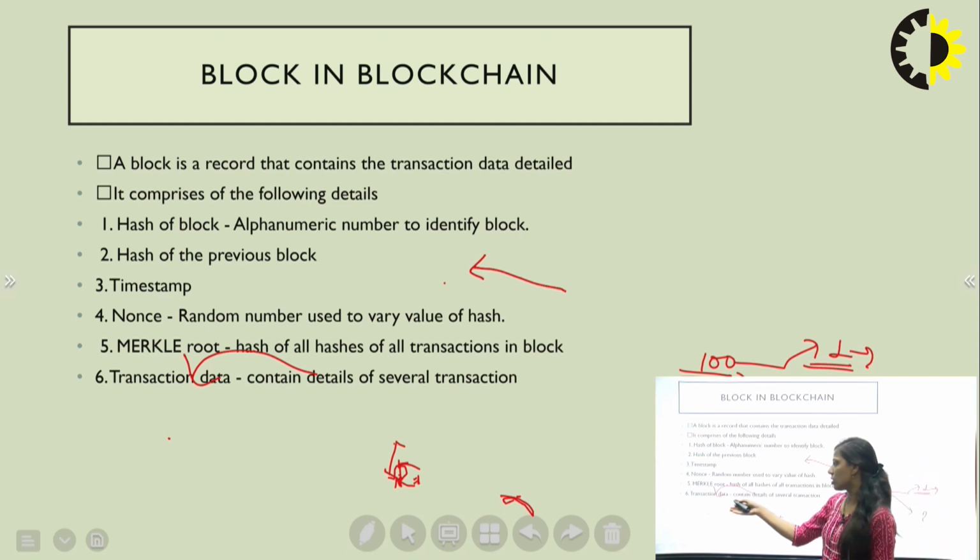It can also have the transaction data. It contains the details of several transactions. For example, if A transfers 100 rupees to B, whatever transactions are done, it contains the details of all those transactions.